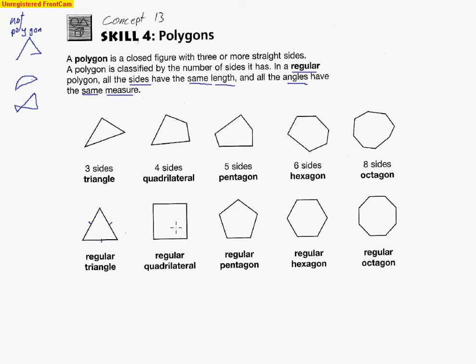Here's a regular quadrilateral. A 5-sided one is a pentagon, so a regular pentagon. 6-sided is a hexagon, regular hexagon. Here's an 8-sided octagon, and here's a regular octagon. So again, angles all have to be equal, and sides all have to be equal for it to be a regular polygon. So let's take a look at some examples.